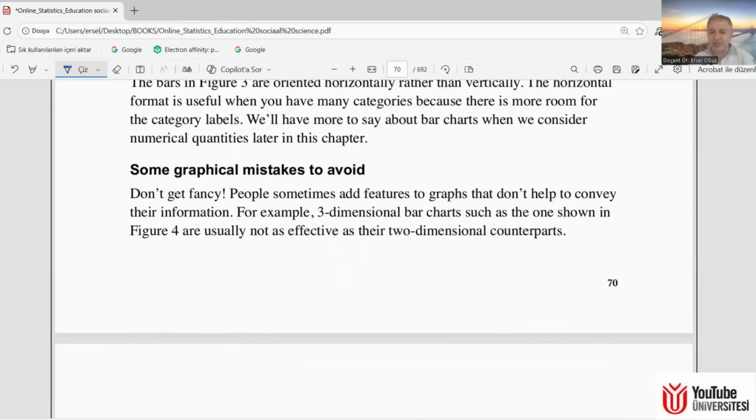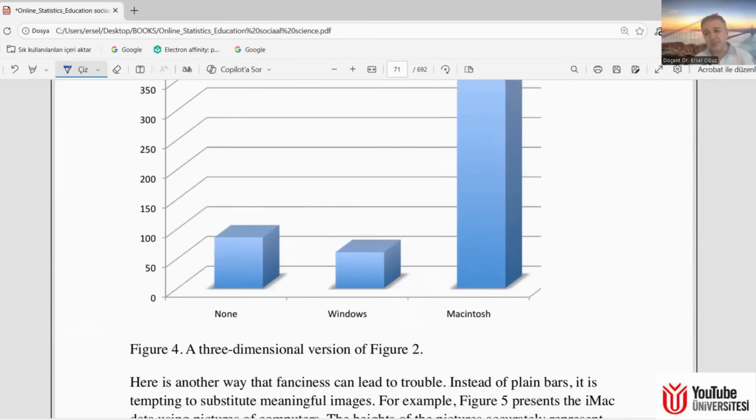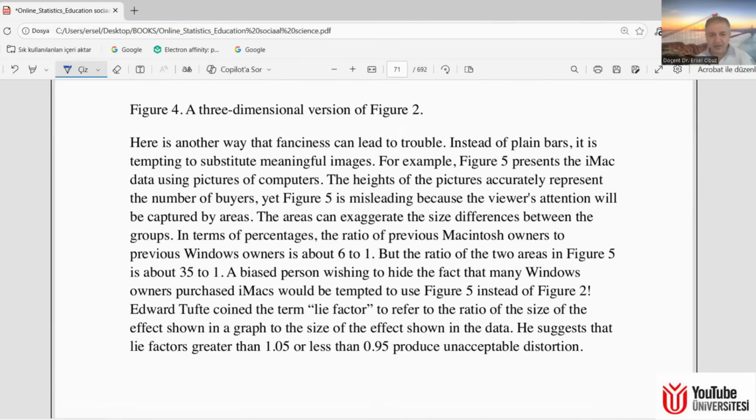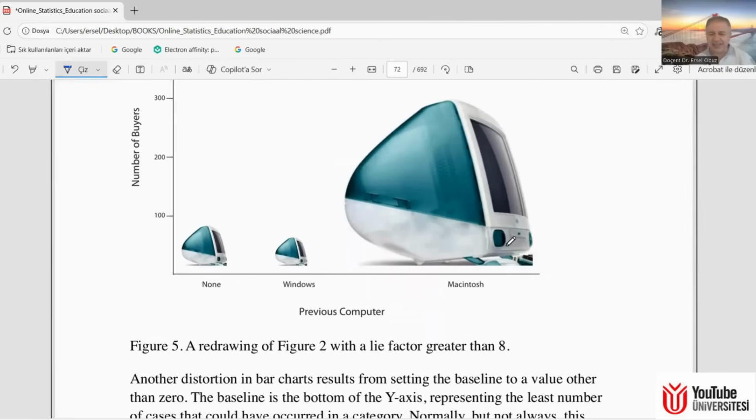They also cover some graphical mistakes to avoid. Most of the time, some people would like to cheat or deceive people, so they use different kinds of scales, like the three-dimensional version of figure 2, which is not very easy to read. I wouldn't recommend that. Or you can put something like this. You see the Mac has the biggest share, but size-wise, they are not proportional. So there is a distortion.